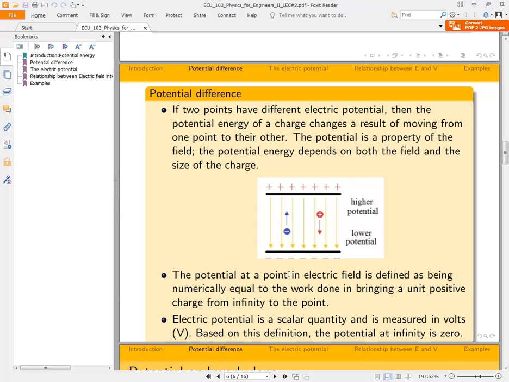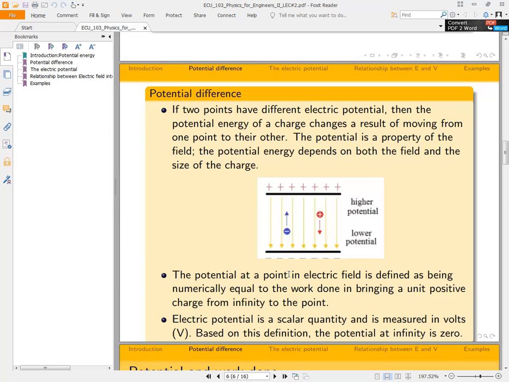The potential is a property of the field. The potential energy depends on both the field and the size of the charge. So we expect that when we come to calculating the potential energy, we shall involve the electric field intensity and the charge Q. Whereas the potential is just measured in volts. It is simply dependent on the electric field. It doesn't depend on the charge.